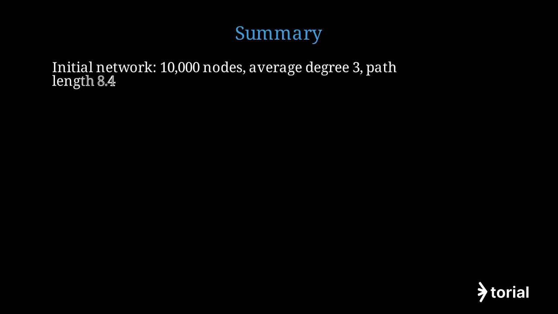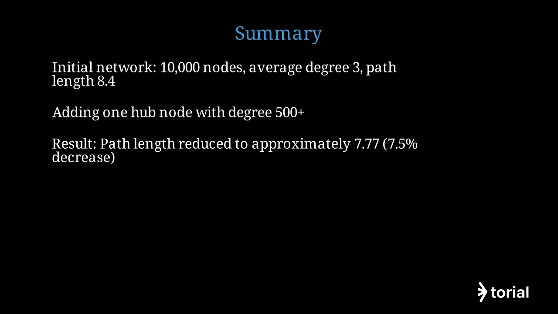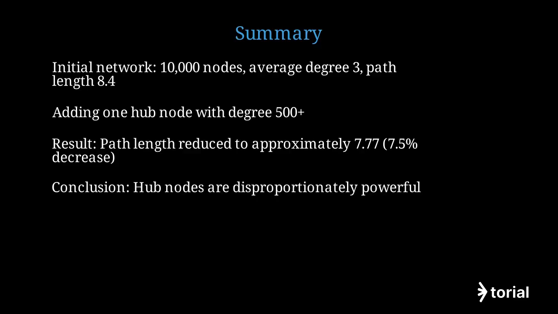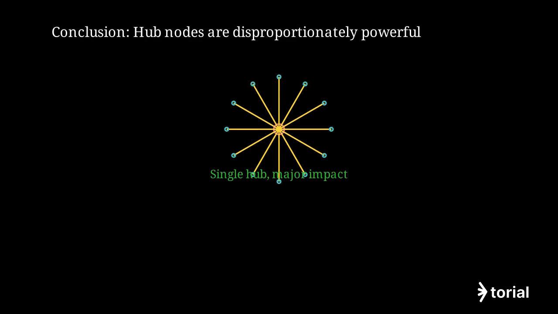Let's summarize the key findings about hub nodes and network paths. Our initial network had 10,000 nodes with average degree 3 and path length 8.4. Adding just one hub node with over 500 connections reduced average path length to about 7.77, a decrease of 7.5%. The conclusion is that hub nodes have a disproportionately powerful effect on network connectivity. A single highly connected node can significantly improve the efficiency of an entire network.